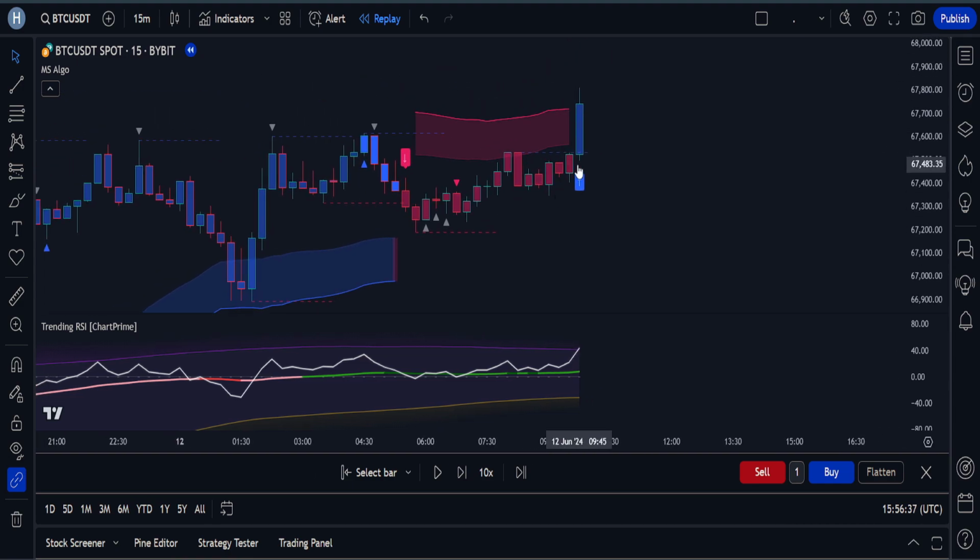After that, we will confirm the end of the pullback. And for that, the MS Algo indicator should print an upward arrow, indicating the pullback's end, and the price should close above the most recent swing high with the same candle that has the upward arrow. It should be just like it did here in this example.